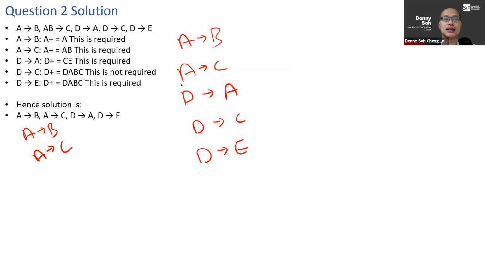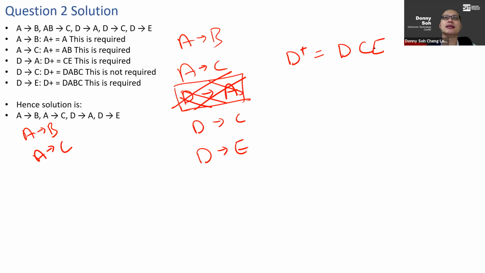Next one is this D implies A. Once again, I would remove this, so you will notice I put back that one. So I calculate the D closure, which is D, C, and E. And notice that this does not have D implies A, and so D implies A is also required.